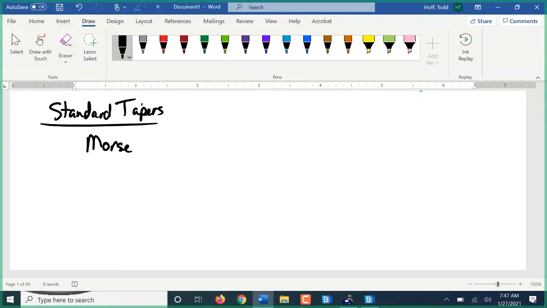Now let's just say that we need, most of the Morse tapers are really small, by the way. It's like 0.6 inches per foot and stuff like that. We will look at a couple of problems before we're done here with standard Morse tapers. Let's say though we need 0.625 inches per foot is our taper.